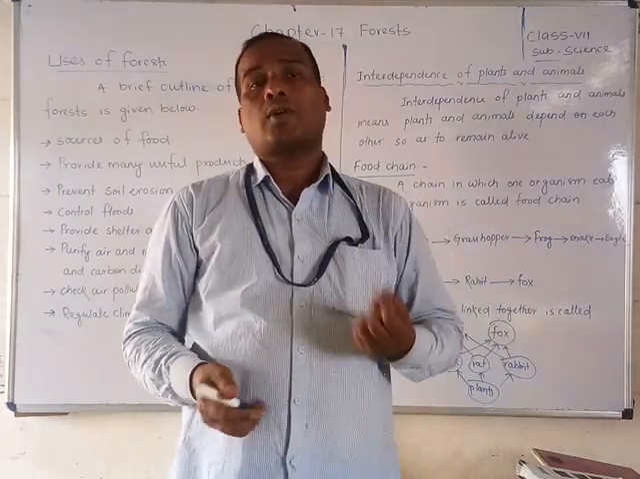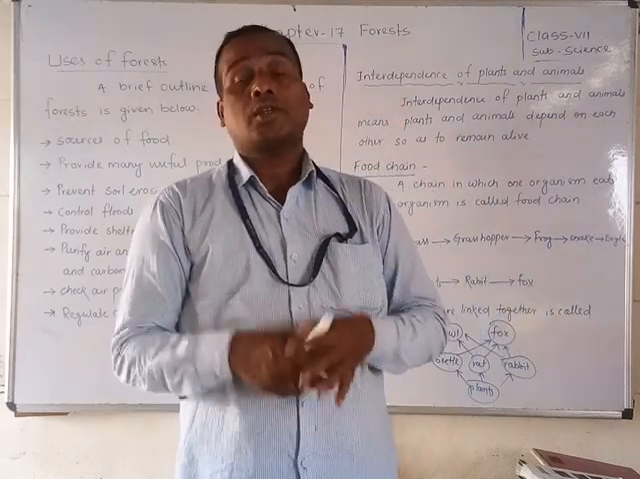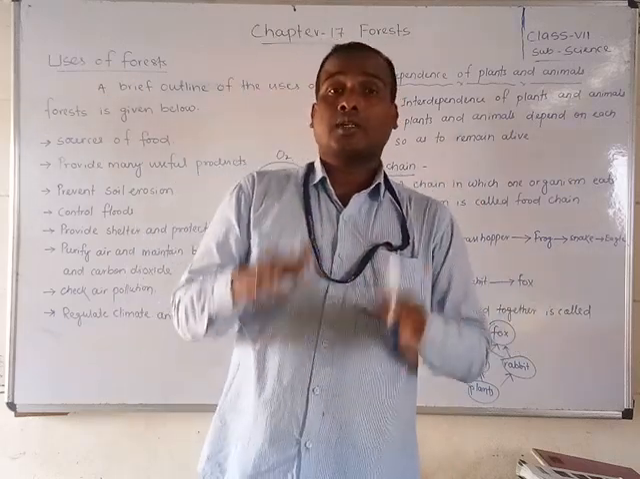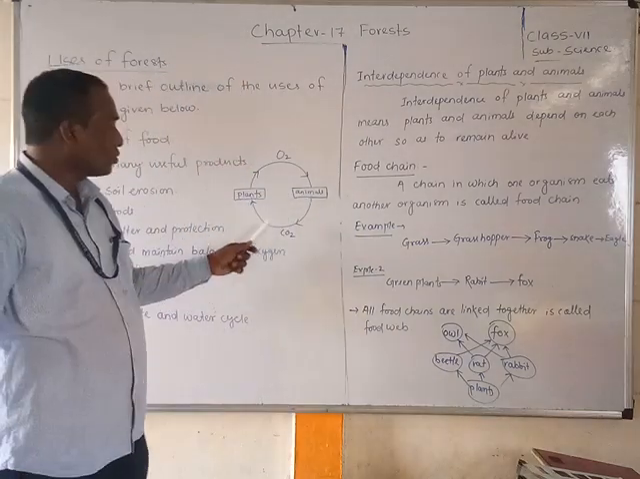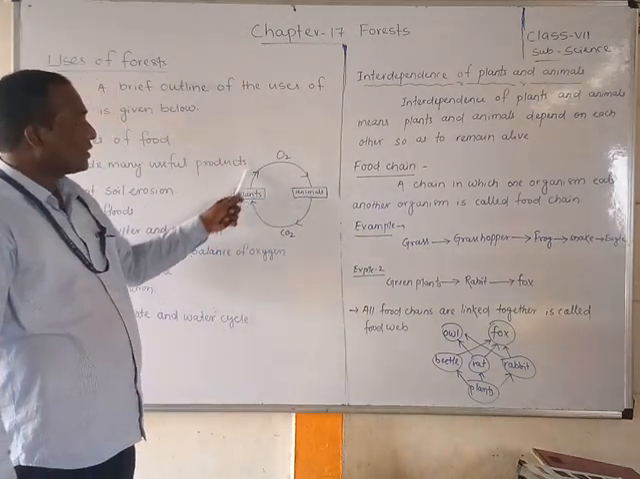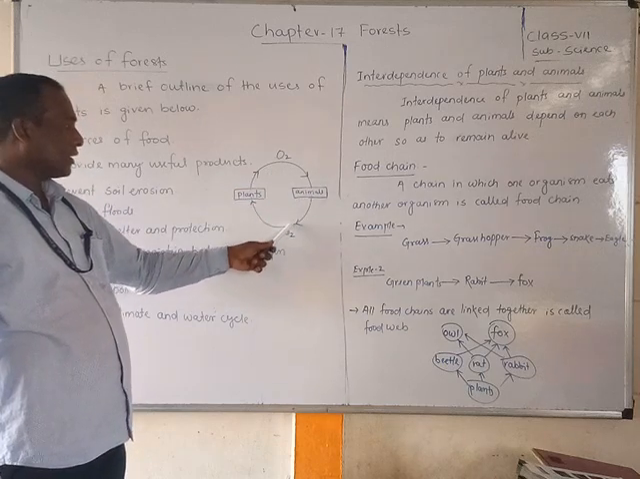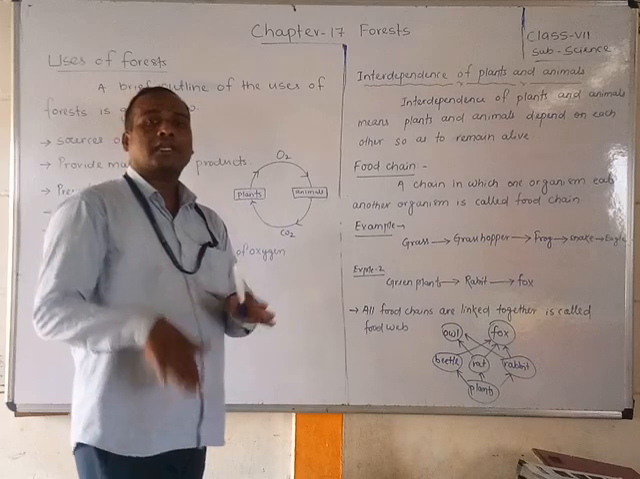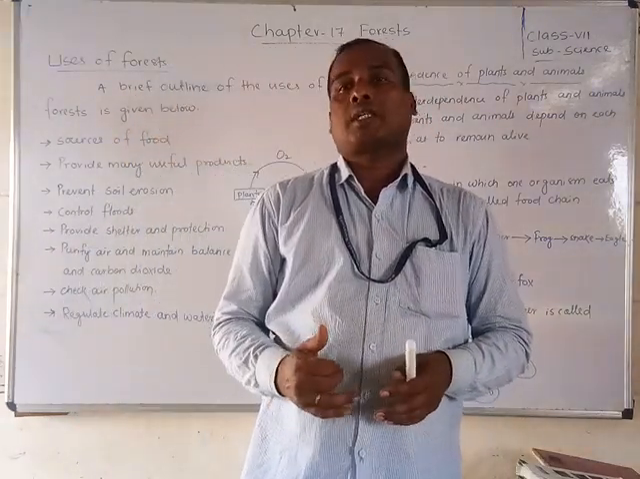The plants will absorb the gases, and the oxygen level will increase. Okay, students, this is how the balance is maintained. Plants give out oxygen gas and animals take it in, and animals give out carbon dioxide, which the plants take in. So there is a balance of oxygen and carbon dioxide.